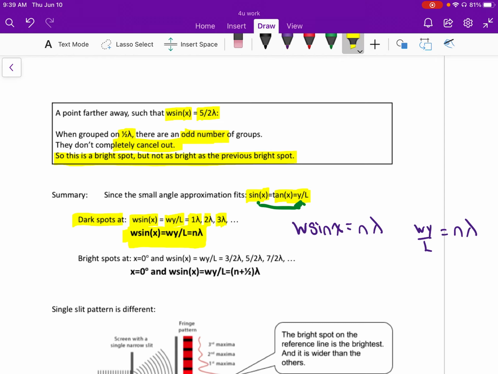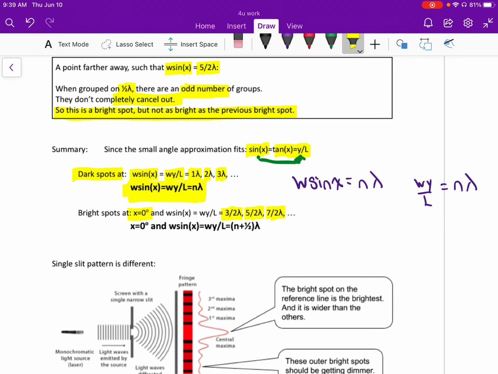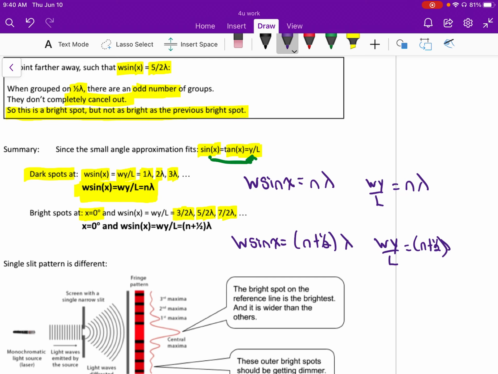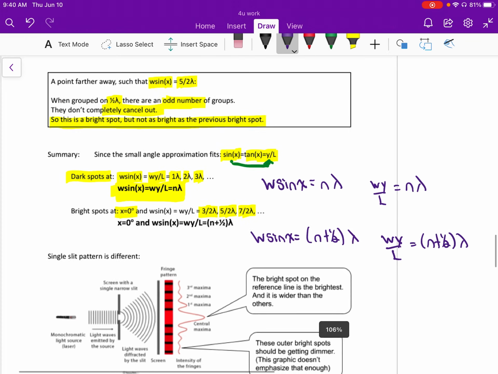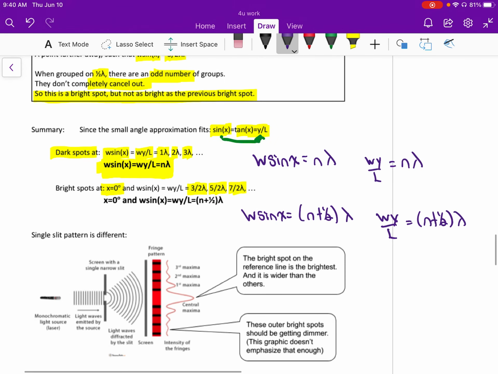The bright spots are a little bit weird. They happened at the 0 point, and then they happened at the halves, 1.5, 2.5, 3.5. So we're going to get 2 equations again. For the bright spots, we're going to say W sine x is when we're off by a half. Or if we're not measuring angles, we're measuring positions, W y/L, we're going to be off plus a half. Oops, ran out of room. Sorry, that's really messy. Let's try that again. The W y/L, if we're measuring positions, is off plus a half. And also for the bright spots, that 0 degrees was also a bright spot.